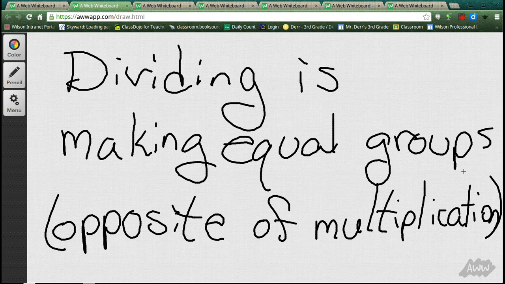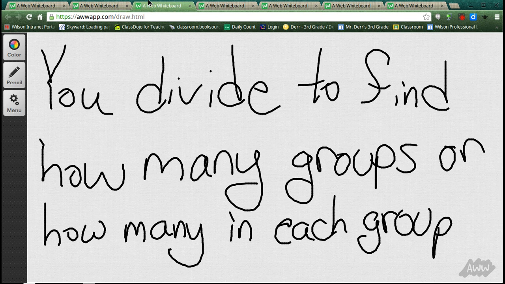If I have, say, 30 apples and I need to put them into groups or baskets of apples, I need to divide them. I need to separate them into different groups. So, a good way to think of division is the opposite of multiplication. You know that addition is the opposite of subtraction and vice versa. So, think of dividing as making those equal groups, and it is the opposite of multiplication. When you divide, you want to find how many groups there are or how many are in each group.